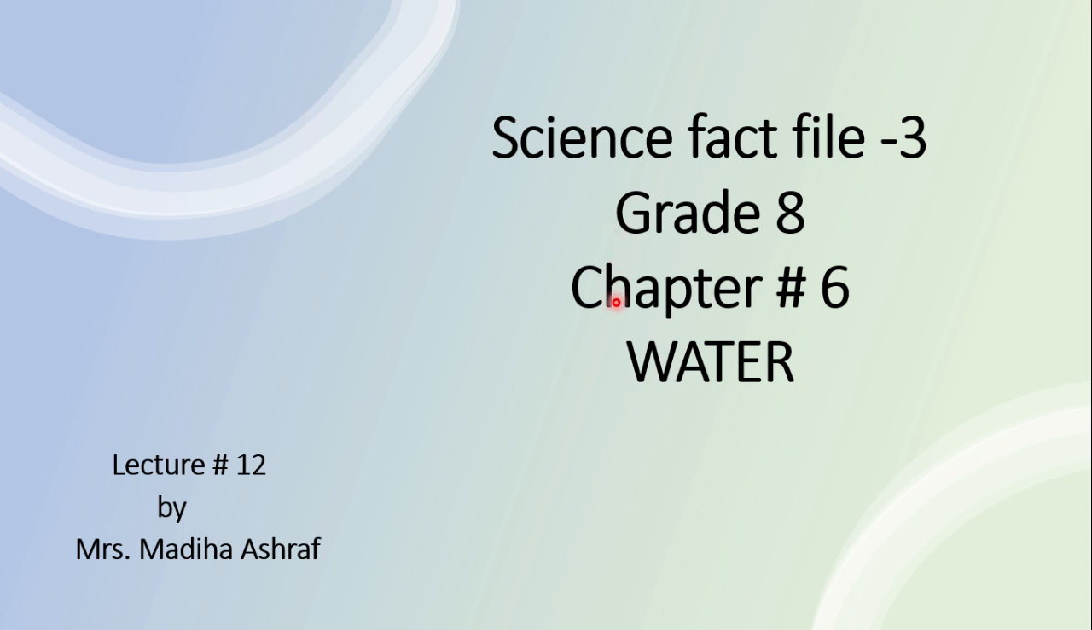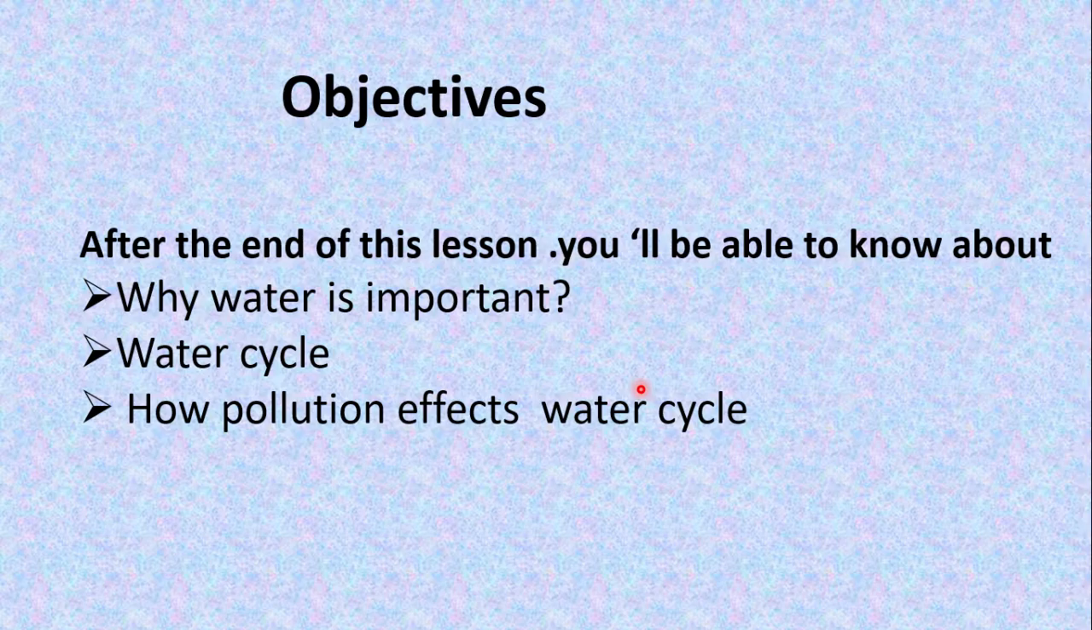Today we are going to start chapter number 6, that is water. The objectives of this lesson: after the end of this lesson, you will be able to know about why water is important, what the water cycle is, and how pollution affects the water cycle.